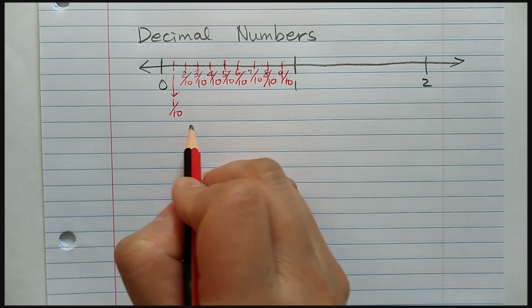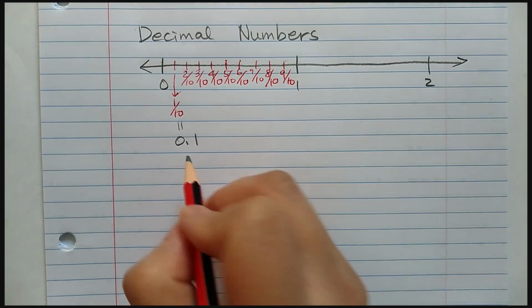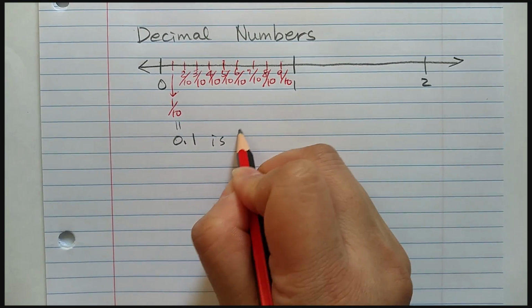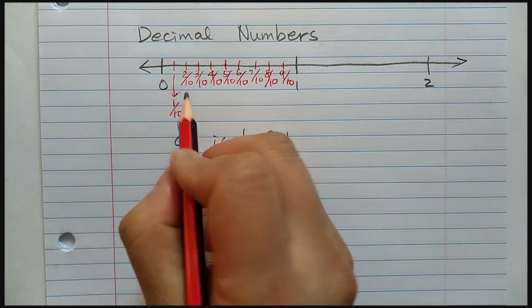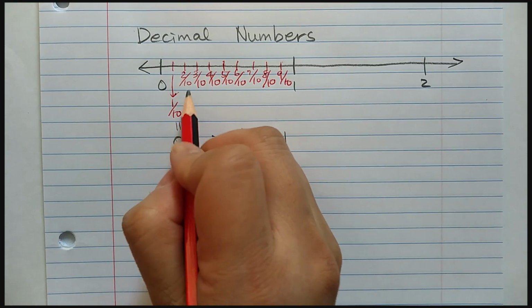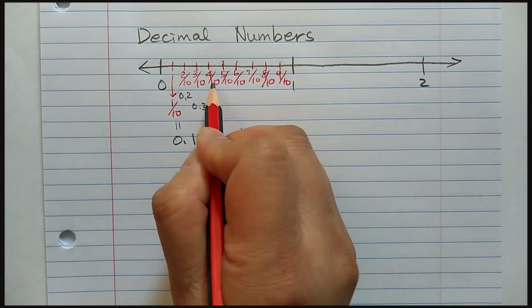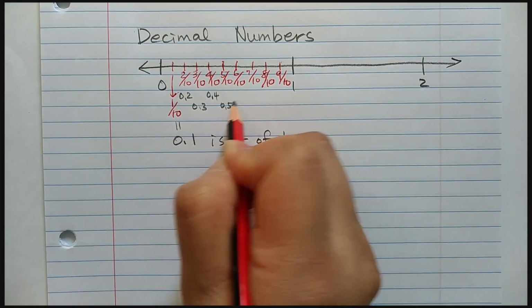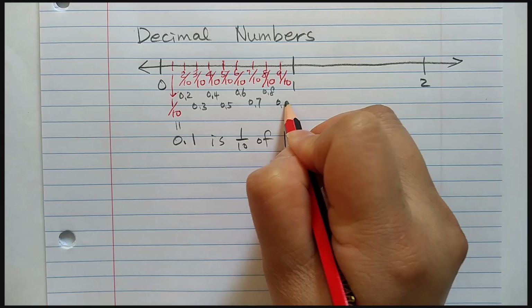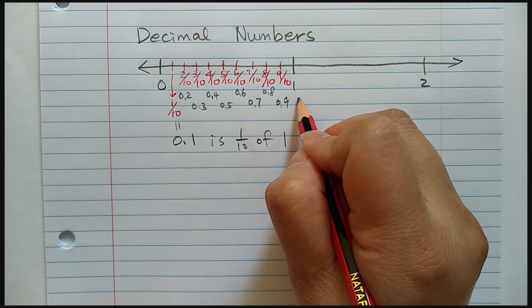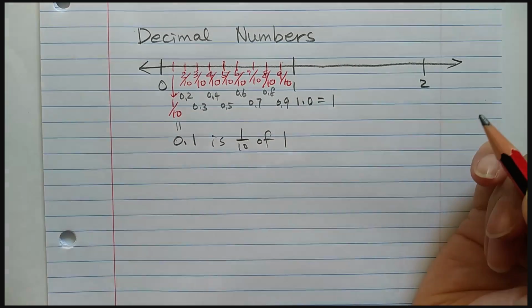One-tenth is also equal to 0.1. So 0.1 is 1/10 of 1. 2/10 of 1 is 0.2. 3/10 is 0.3, 0.4, 0.5, 0.6, 0.7, 0.8, 0.9, and 1.0, which is equal to 1.